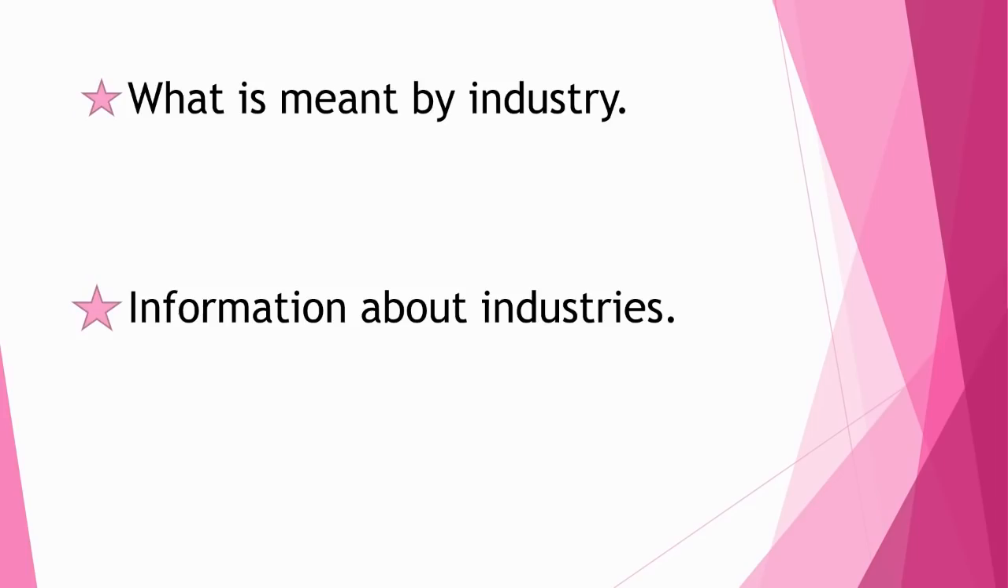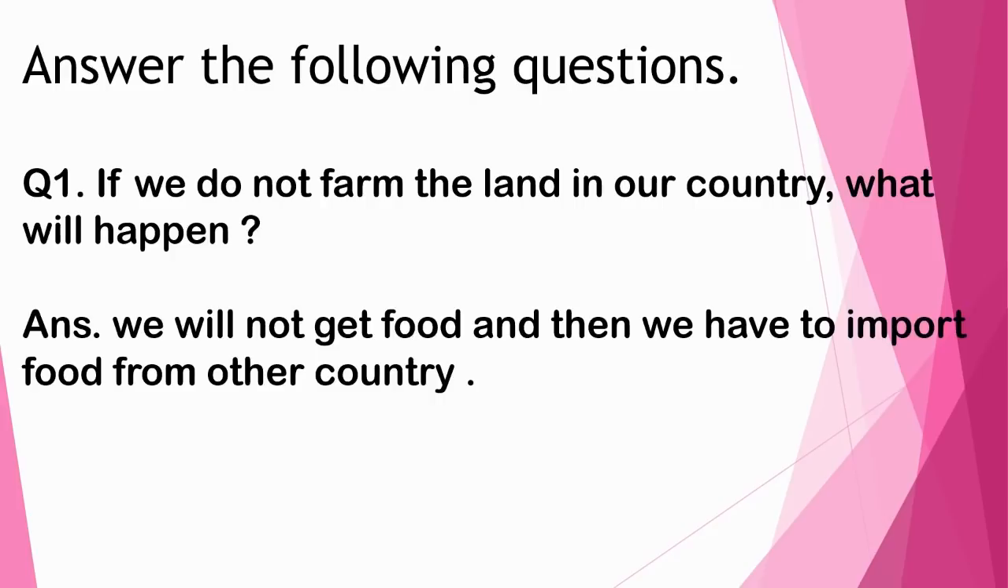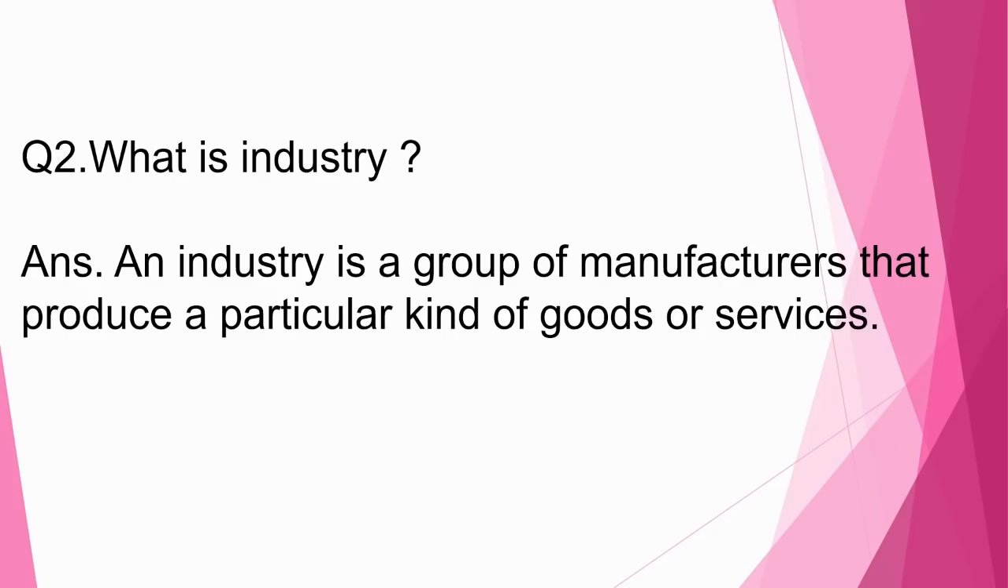Now students, let's answer the following questions. Number 1. If we do not farm the land in our country, what will happen? The answer is we will not get food and then we have to import food from other countries. The next question is what is industry? And the answer is an industry is a group of manufacturers that produce a particular kind of goods or services.